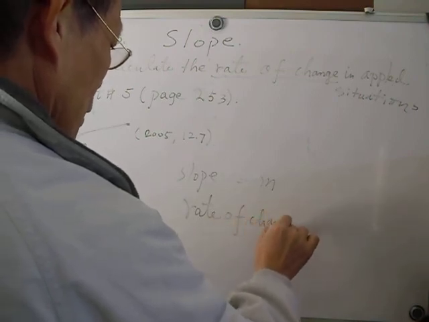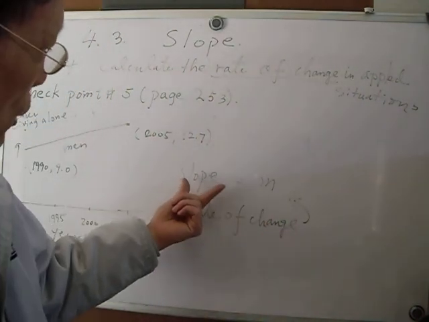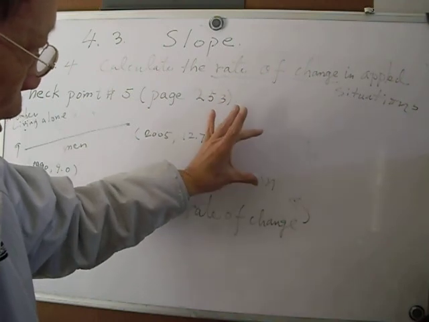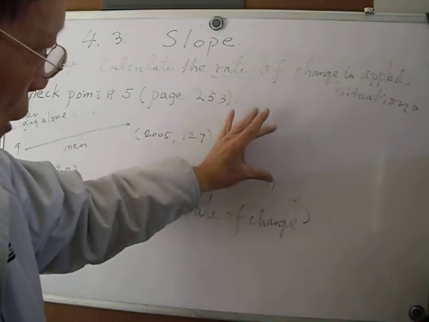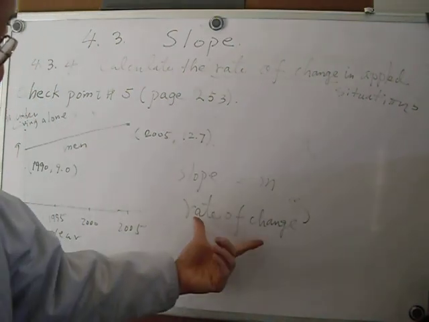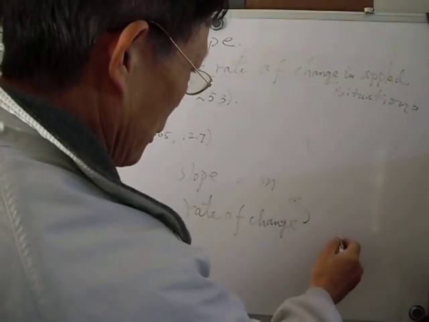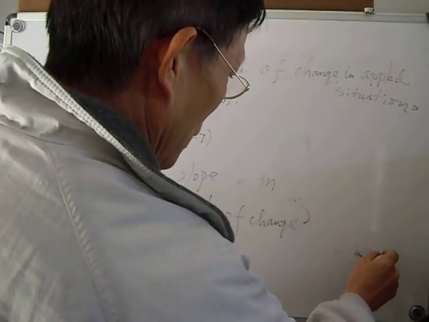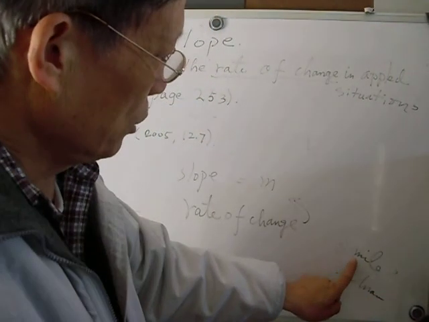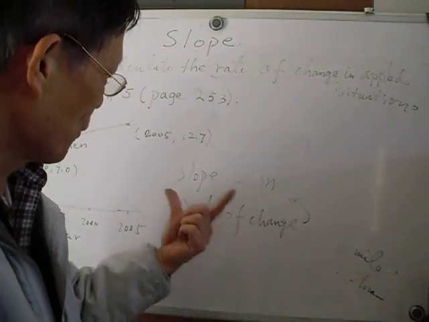The only difference is that the slope doesn't have a unit, because your numerator and denominator have the same unit, which will cancel. Rate of change will have a different unit in the numerator and denominator, like 3 miles per hour. You have different units here, so you cannot cancel them. That's why we give it a different name, rate of change.